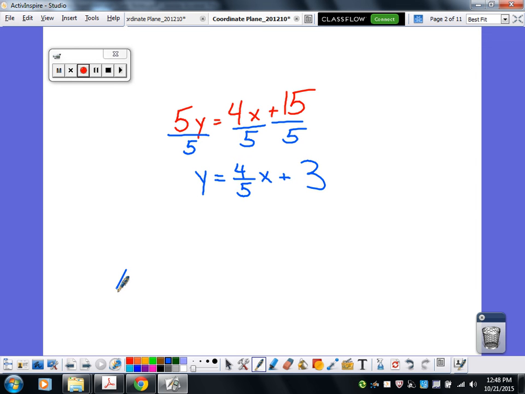Absolutely. How would you graph that? What would you do? No. When you graph something, you always start at the y-intercept. That's always going to be your first point. And then to find all of your other points, you go up 4 to the right 5, or down 4 to the left 5. You always start right there. Good job.